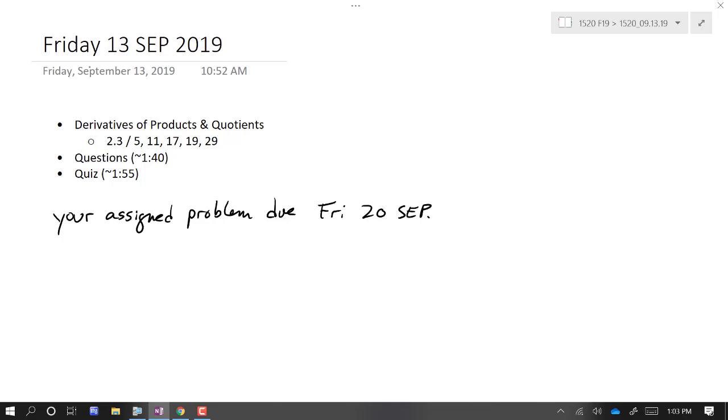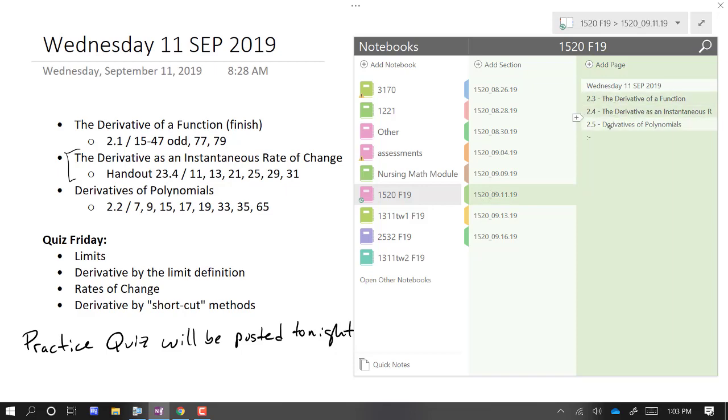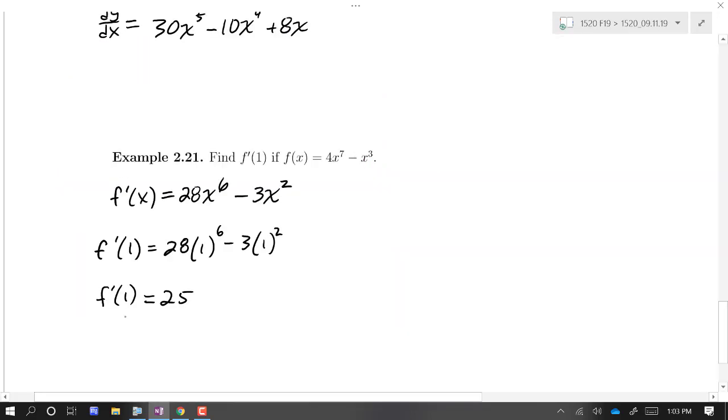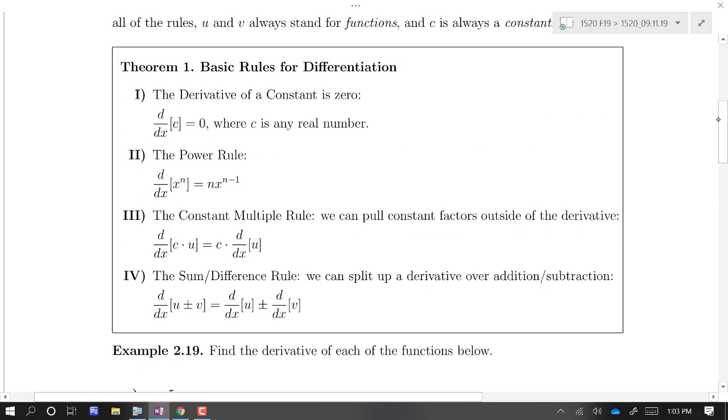So we're going to jump right into talking about the product and quotient rule. So you might remember, actually, let's go back here. When we did these derivatives of polynomials, the big rule was the power rule, but also we could pull out a constant multiple, right? If I was multiplying by a constant, we just bring that constant down, and then use the power rule on the rest.